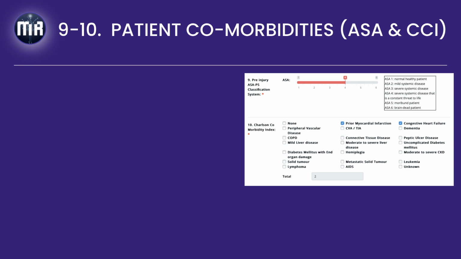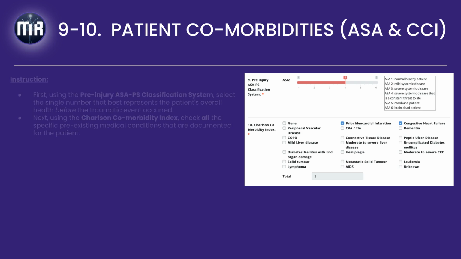These fields are designed to capture the patient's baseline health status before the traumatic event occurred. This is a critical concept known as risk adjustment. It is not a fair comparison to expect the same outcome for a healthy 20-year-old and an 80-year-old with multiple medical problems, even if they have the exact same injury. This is the data that allows us to make those fair comparisons.